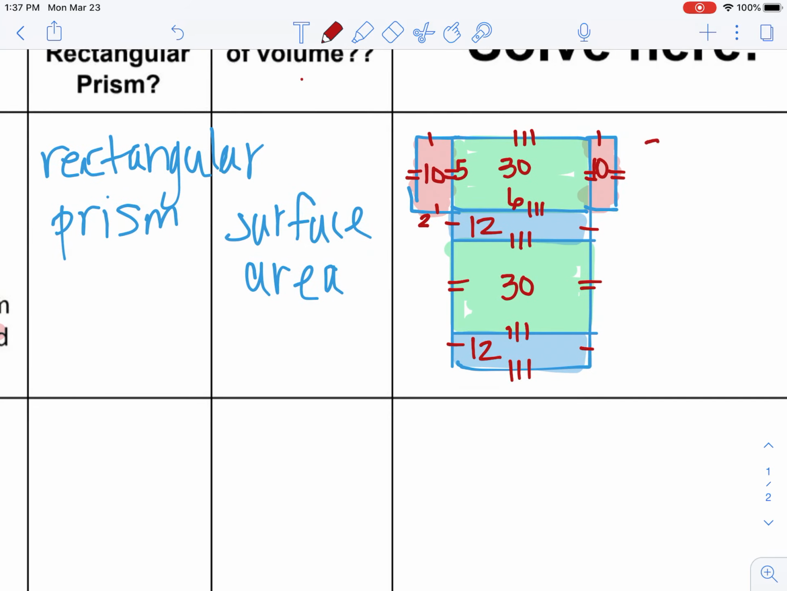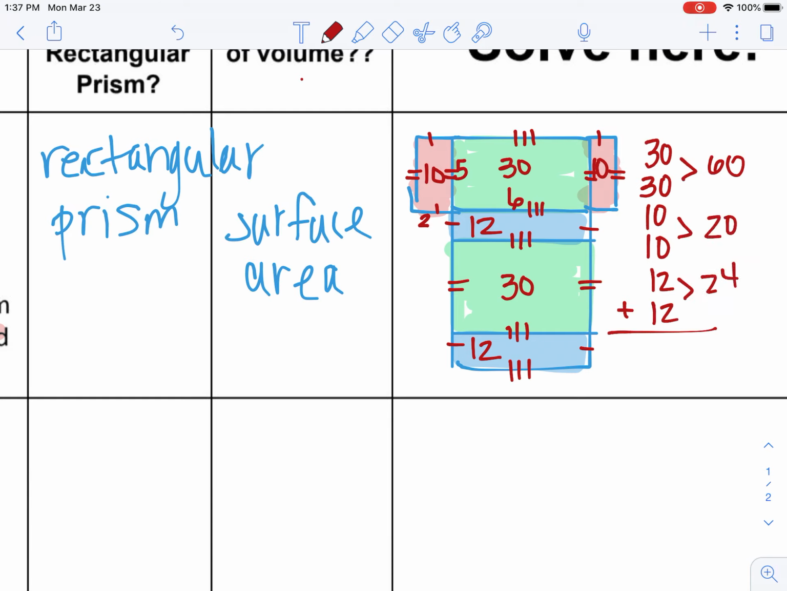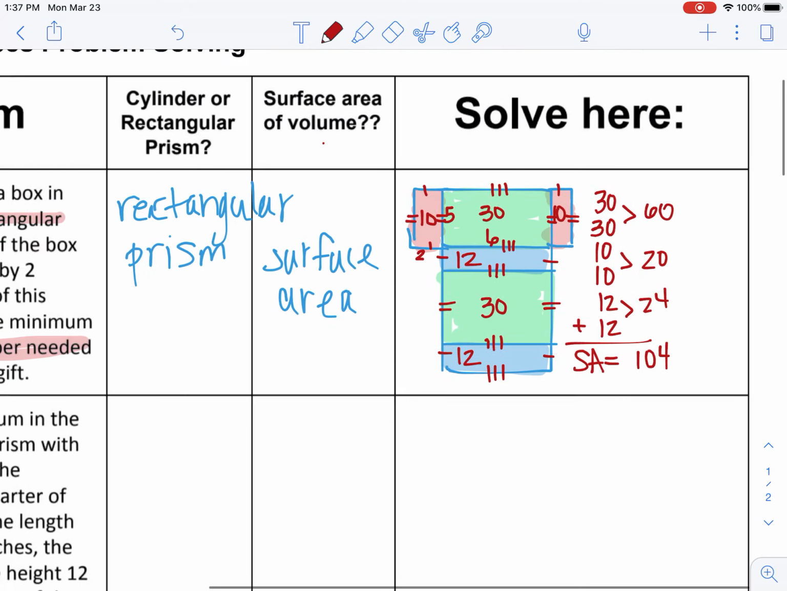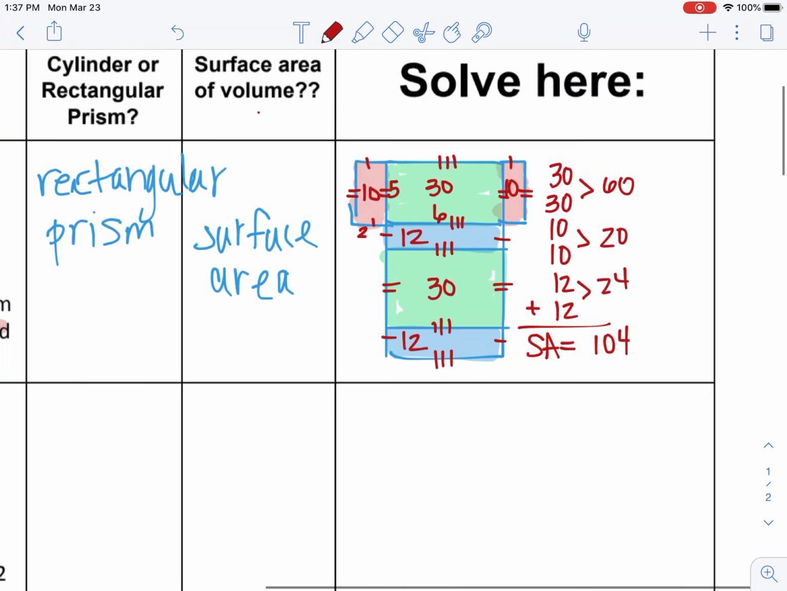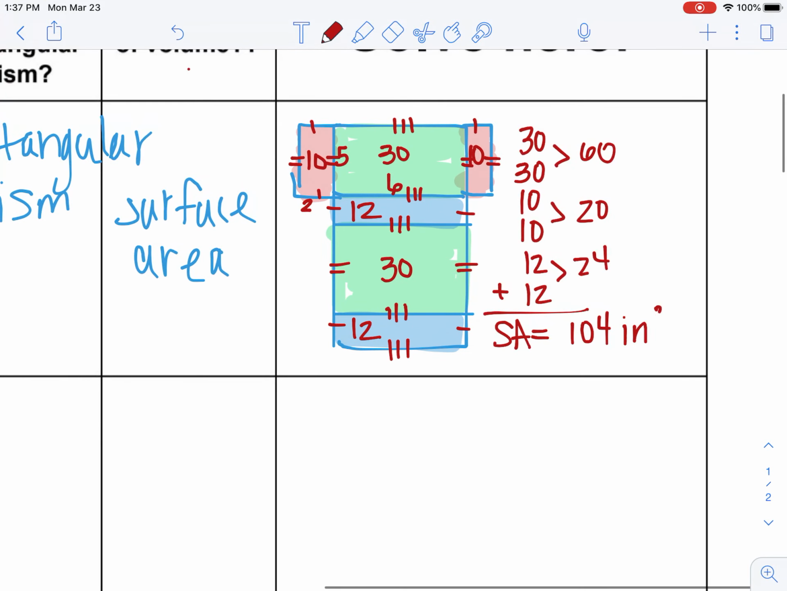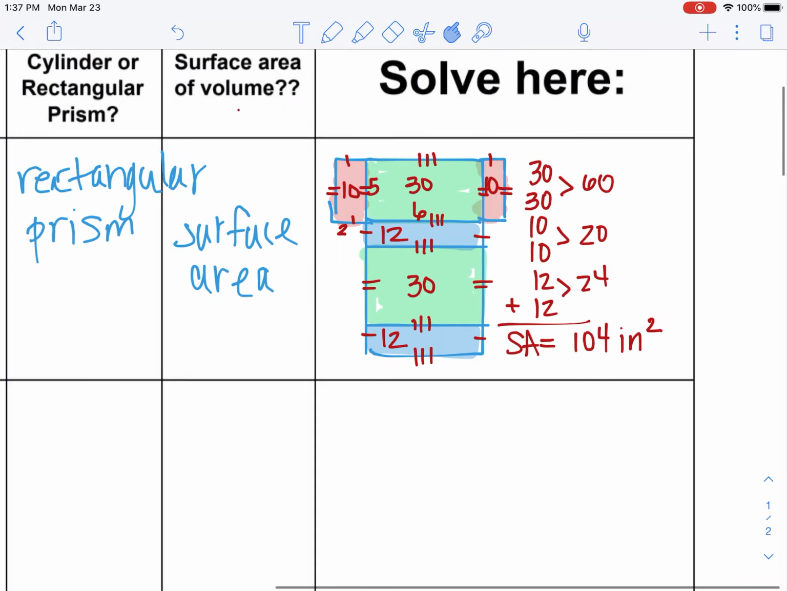Then I'm going to take all the measurements and add them up. So 30, 30, 10, 10, 12, 12. 30 plus 30 gives me 60. This gives me 20. This gives me 24. When I add those all up together, I get 60, 80, 104. So my total surface area for that wrapping paper is 104, and this was calculated in inches, so inches squared.